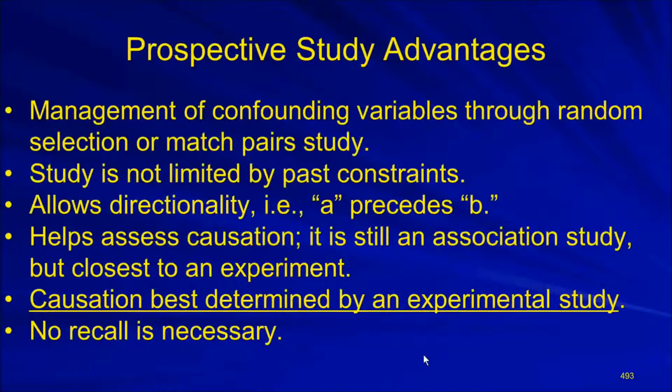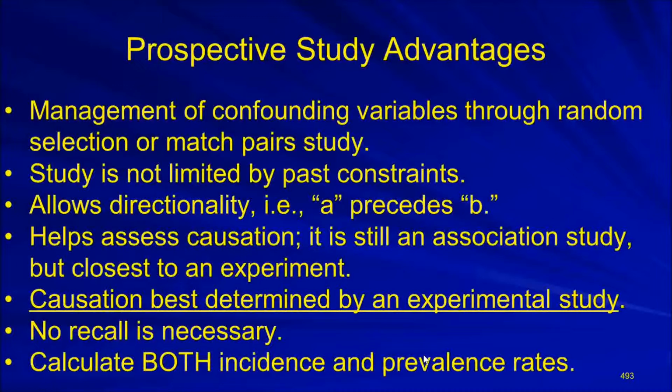Okay? And what makes this an important and unique study is that both incidence and prevalence rates can be calculated. Now remember, prevalence rates are calculated by two different study designs. One of the outcomes is from a cross-sectional study, a slice in time, and the other is from a prospective study. And what makes this study really unique is that you calculate incidence rates.